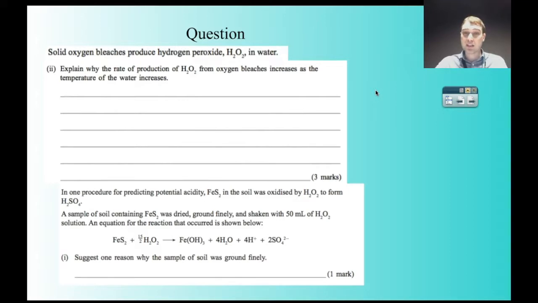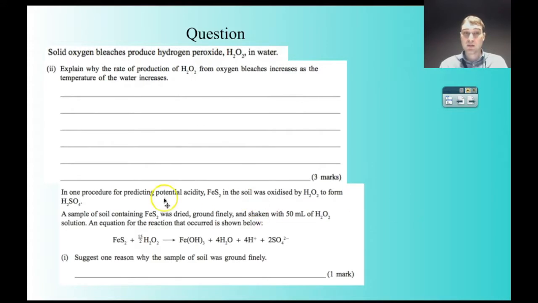The other aspect is the collisions that are occurring have more energy, since you're increasing the average energy of all the particles by increasing the temperature. So the particles are more likely when they collide to have the activation energy required for the reaction to occur, which leads to more successful collisions per unit time, and that increases the reaction rate.